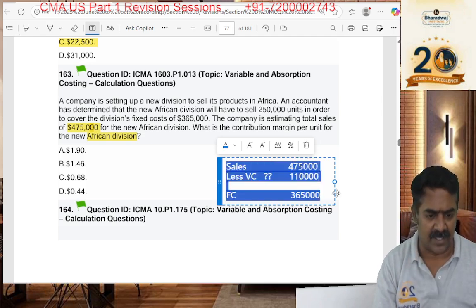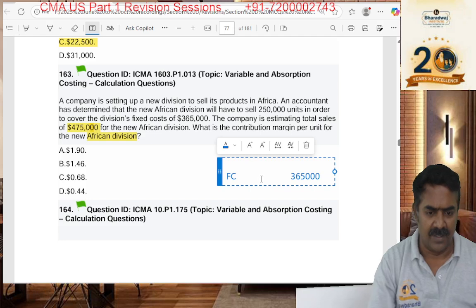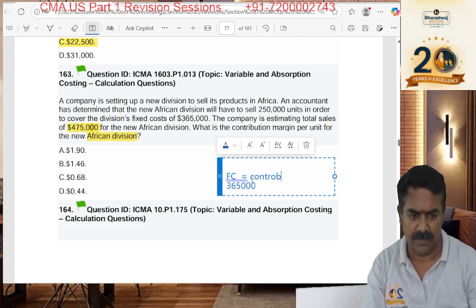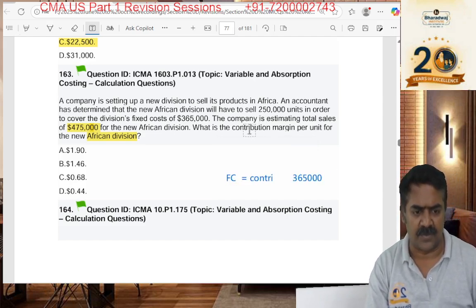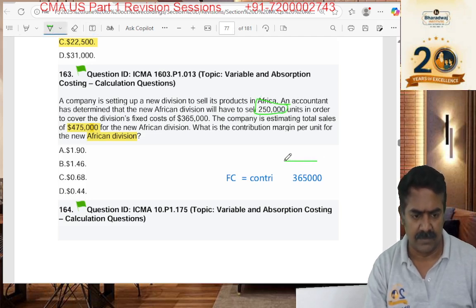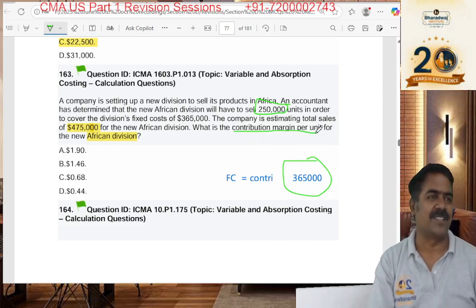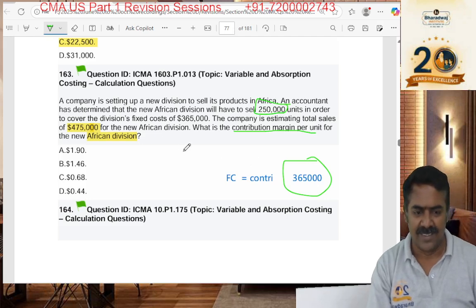Contribution should cover up fixed cost. Very simple. Fixed cost is equal to contribution. So contribution margin will be 3,65,000 divided by 2 lakh. They don't ask you variable cost. They ask you which one? Contribution margin per unit. Direct target. We want to cover up 3,65,000 contribution. That is fixed cost. So 3,65,000 by 2,65,000. What is the answer?